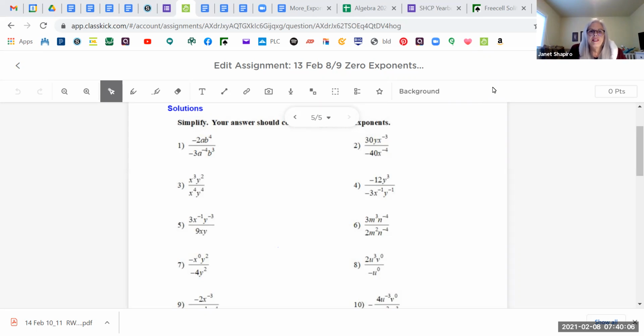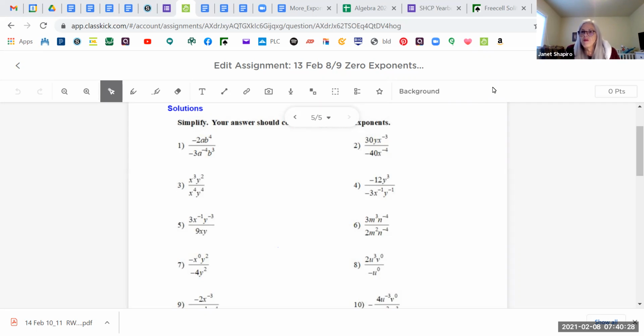Good morning. So dividing fractions, negative exponents, zero exponents. So let's go through these problems. And I will explain. There's a couple ways to do it. So I'll show you a variety of ways. All right. So starting off with this first one.